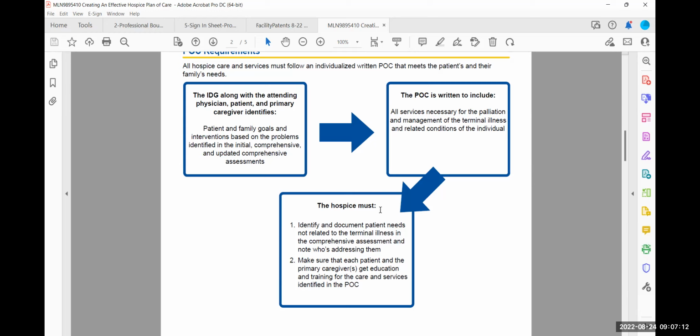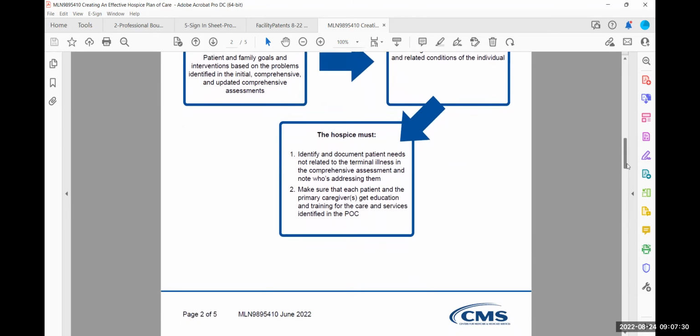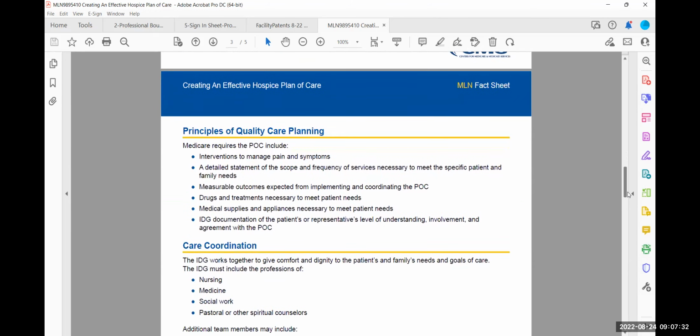And then we want to make sure that the patient and the caregiver or caregivers get whatever education they need regarding what we're doing, our care and services, right? And that's something that we need to work on doing a better job of documenting. What did we talk about, right? And having hard conversations with patients and families.